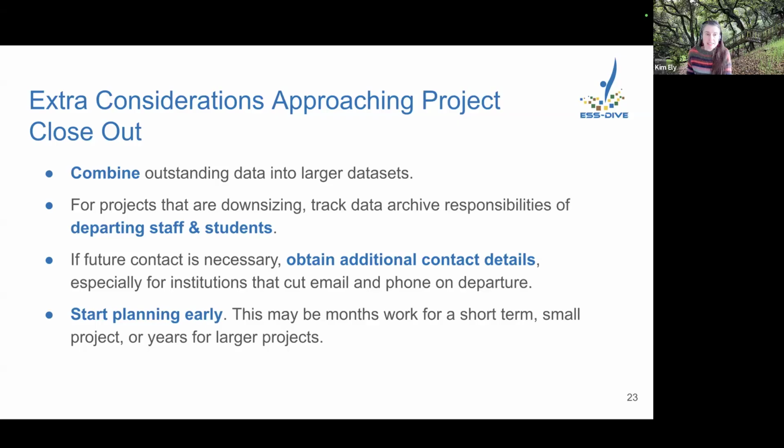And definitely, if future contact with those people might be required, it's really useful to obtain other contact details, as often people's institutional phone or email contacts get cut off straight away when they leave. And a really good way of maintaining continuous identifiers for authors in particular is to make sure that everyone obtains an ORCID, and this is recorded as part of the author information in the ESS-DIVE metadata.